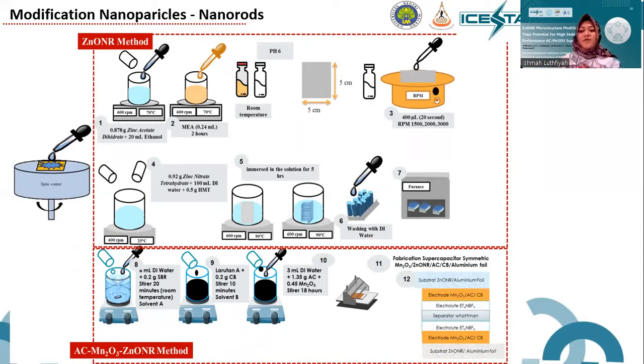So how do I make the nanorod? I need to immerse it in the solution for 5 hours. After I get it, I use the furnace. After I get the film of ZnONR, I deposit again with the activated carbon, Mn2O3, and carbon black.